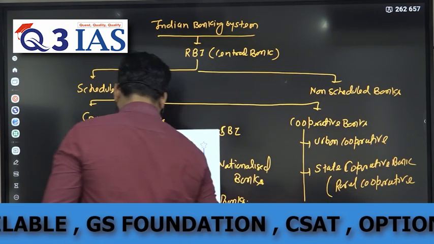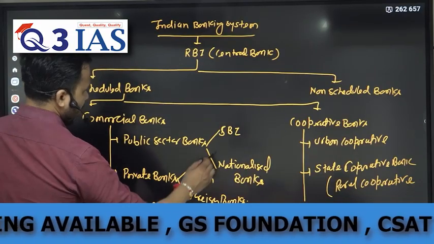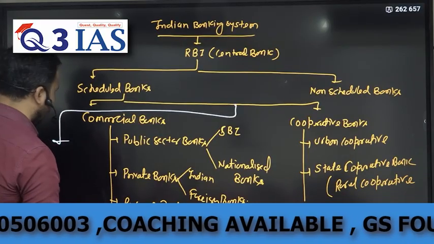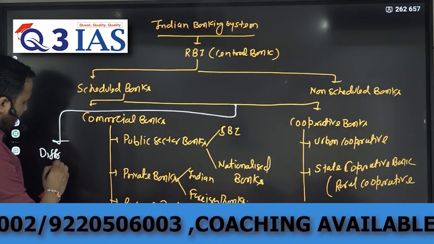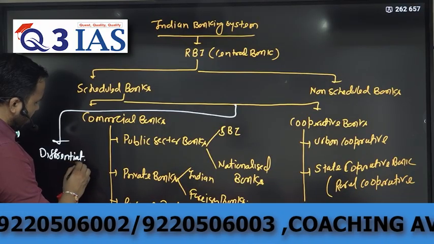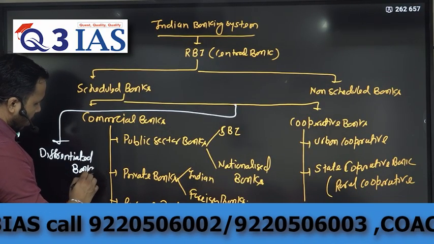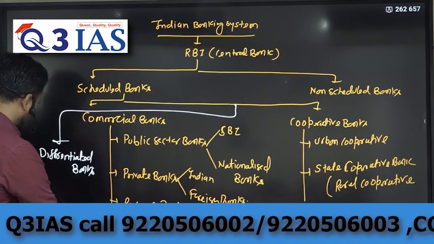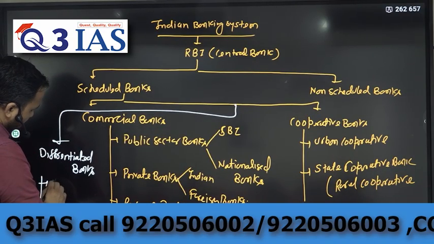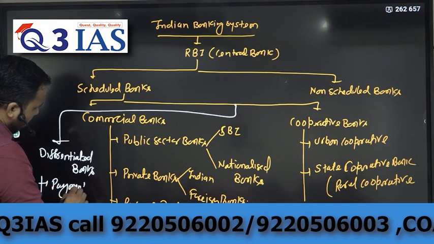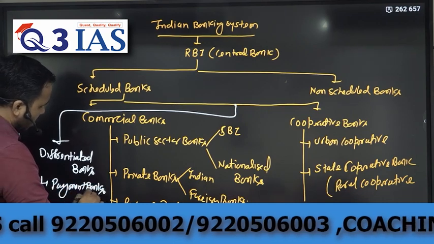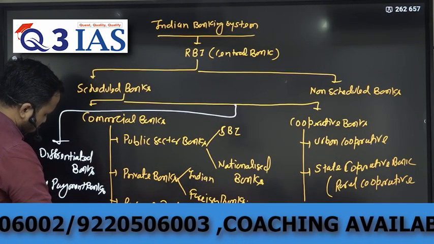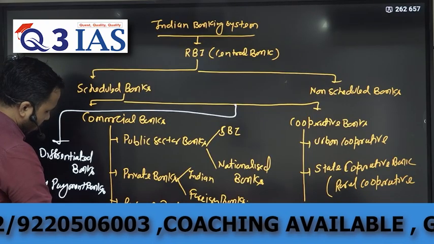And there is a third type which is not segregated yet, but one more type is available, that is differentiated banks. These differentiated banks are known as, first, payment banks. Have you heard about it? And the second one is small finance banks.